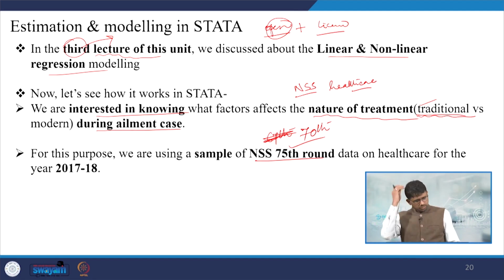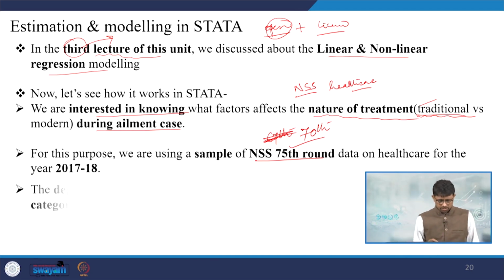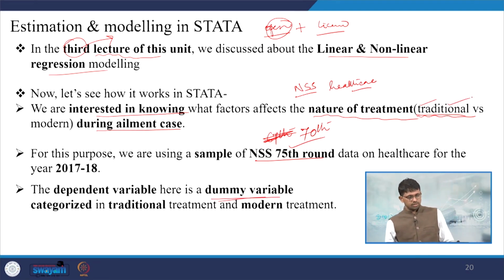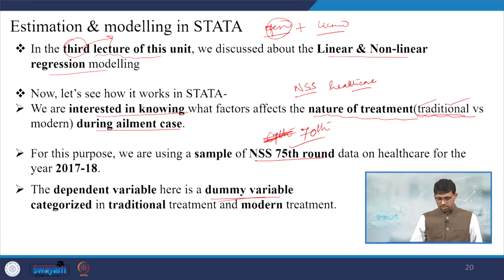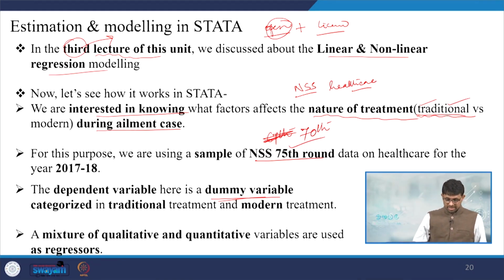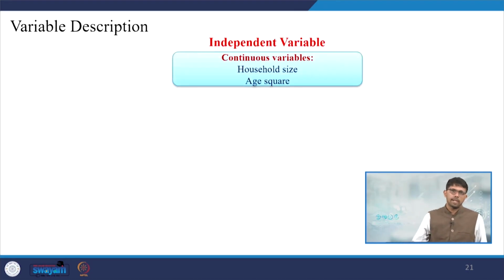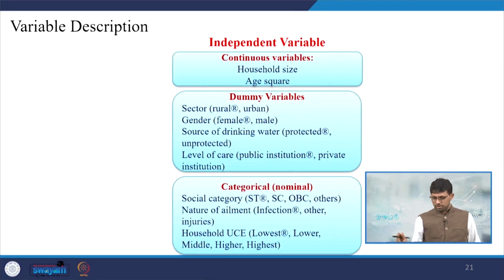If you want to check some comparison for your work, here I am just giving you the result. The NSS 73rd round, which was conducted in 2017-18, is for the pan India level. The dependent variable is a dummy one, as I just said. We have categorized it into traditional and modern treatment. A mixture of qualitative and quantitative variables are used as regressors for the analysis. So here is the complete model.